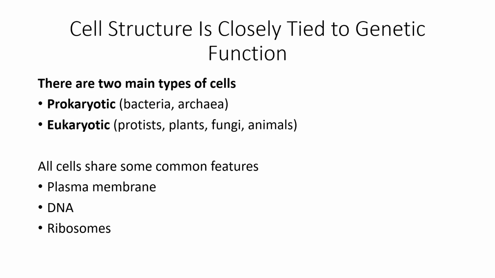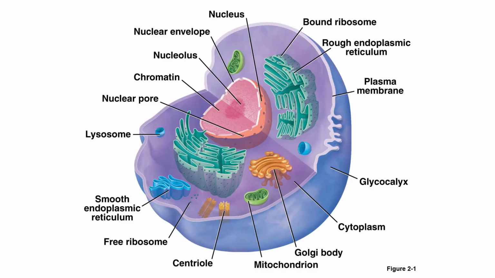So this chapter begins by talking about how cell structure is really closely tied to genetic function. And there's a good overview of cells. So if you've forgotten the difference between a prokaryotic and a eukaryotic cell, please go back and look at that. If you don't know some of the common shared features of cells, that all cells, whether they're prokaryotic or eukaryotic, have plasma membranes, DNA, and ribosomes, make sure you go back and look at that.